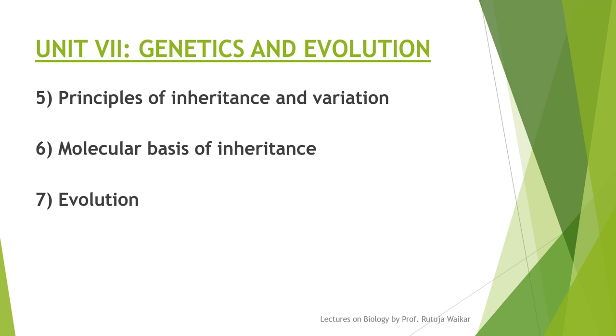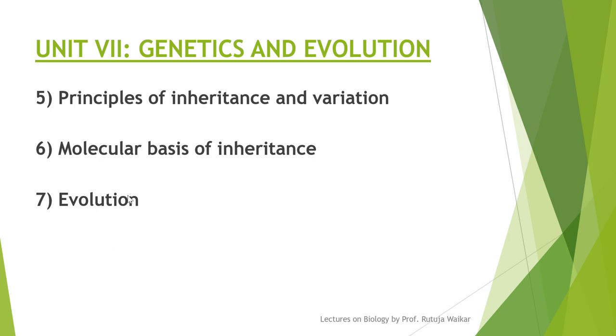Chapter number 5 is Principles of Inheritance and Variation. Under this chapter, you have to study what dominance is, what codominance is, Mendel's laws of inheritance, the law of independent assortment, and the inheritance of blood group. Then you have to study different examples according to dominance, the dihybrid cross and the monohybrid cross. These types of subtopics are under Principles of Inheritance and Variation.